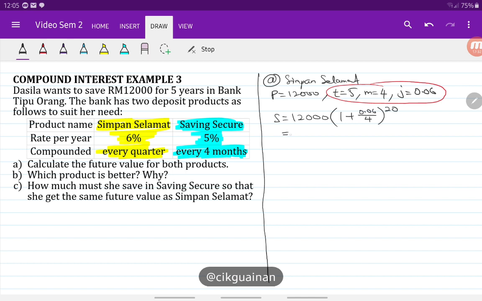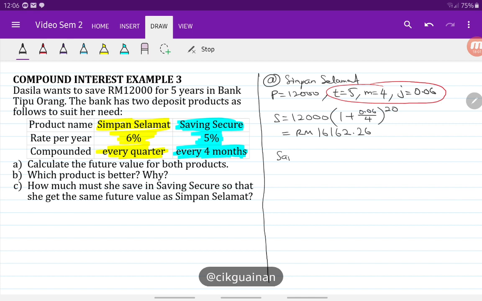So 0.06 divided by 4, plus 1, power 20, then multiply by 12,000. So I get 16,162.26 ringgit. Now this is for Simpan Selamat.